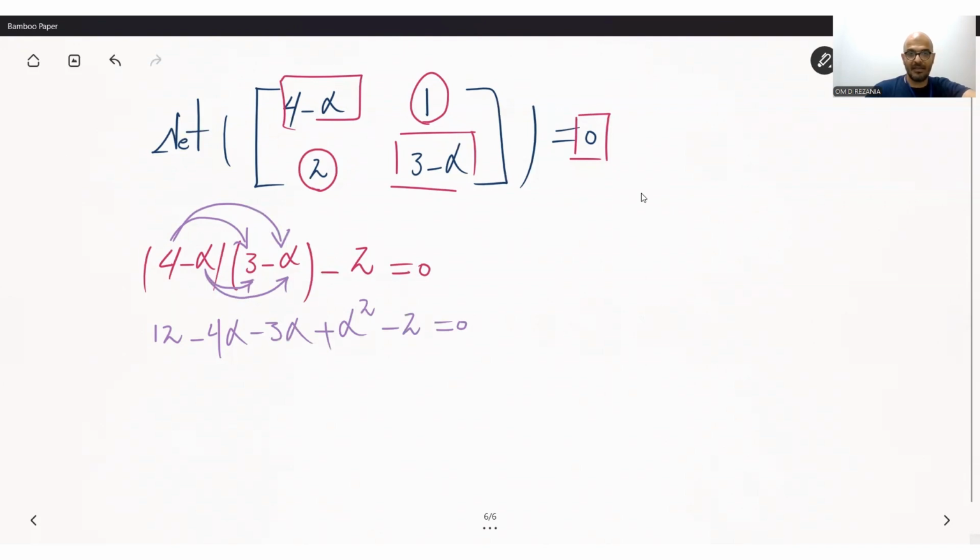Then the next step, I have to make it look a little bit nicer. How to do that? I have 12, I have minus 2, which gives me how much? 10. I keep alpha squared here. I have minus 4 alpha, minus 3 alpha, minus 7 alpha, plus 10, which I had, should equal what? 0. Fantastic. Guys, what does the equation remind you of?